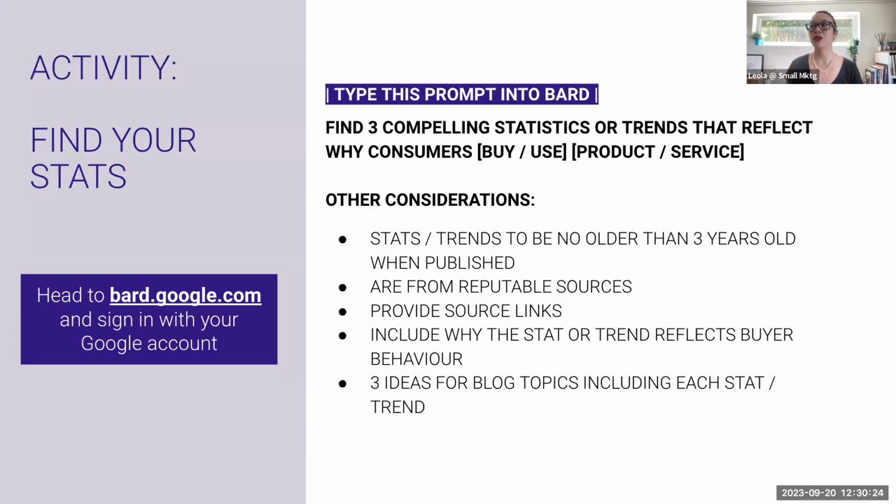Include why the stat or trend reflects buyer behavior. So why did it choose this stat? Why is this stat a reason for people buying jeans? Tell me why. Give me some more context. And then at the very end there, I want 3 ideas for blog topics, including each stat or trend.